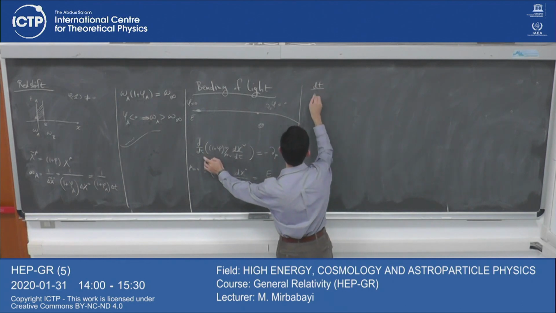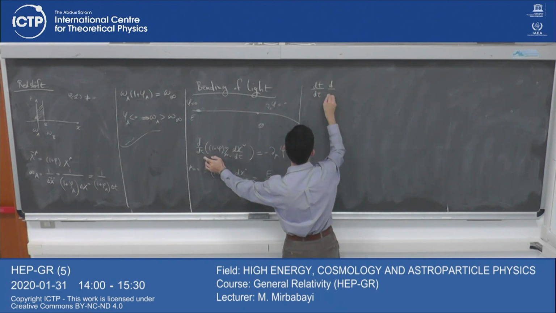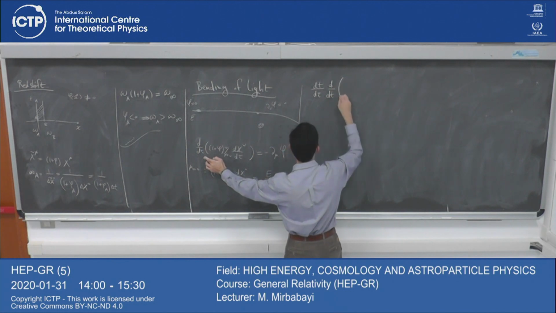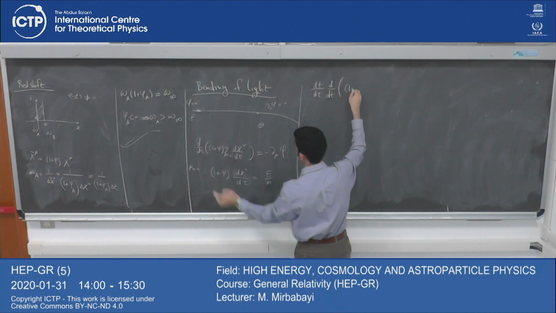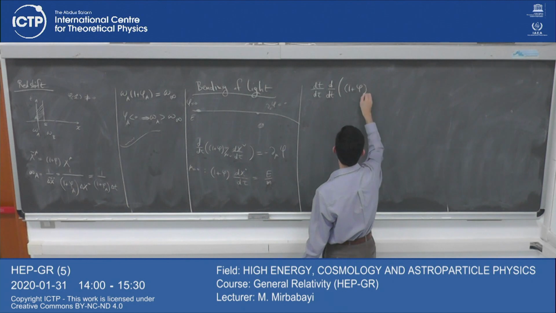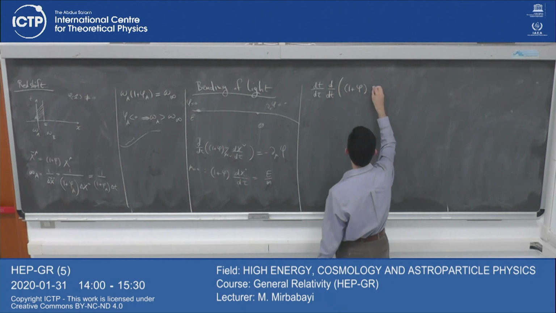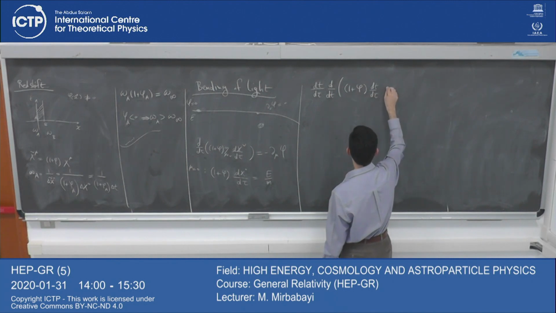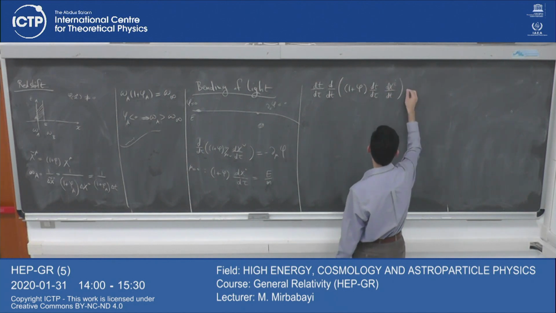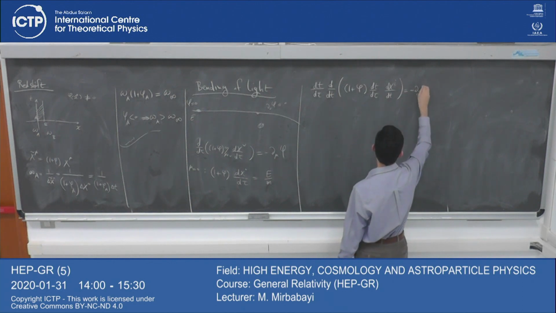So I write dt by d tau, d by dt of 1 plus phi, then again dt by d tau, dxi by dt. And this is equal to minus di of phi.